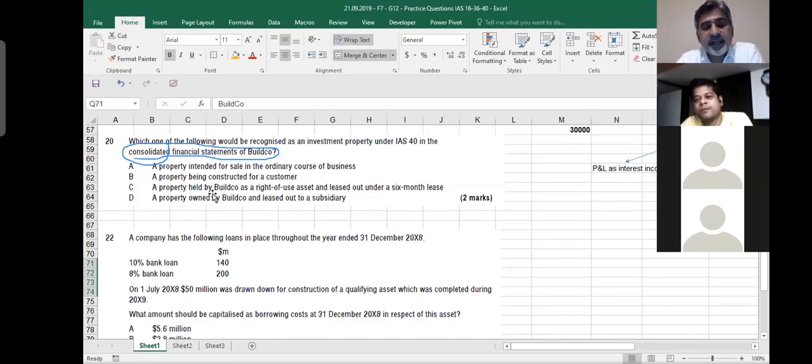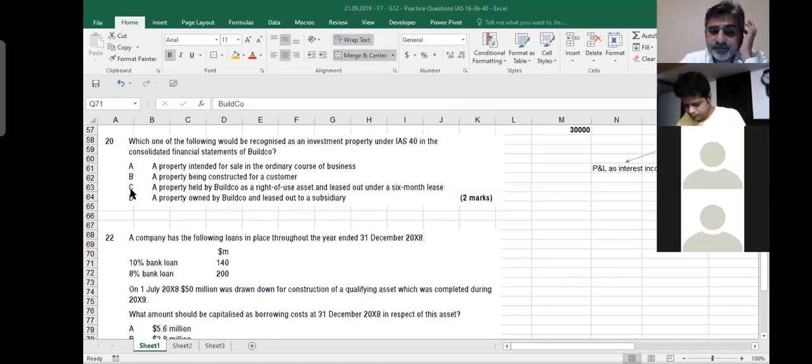So this D answer, actually, that's why I said that, because we are using this word consolidated financial statements. We are talking about consolidated financial statements of Buildco. That's why we say D is not the answer, because in case of consolidation, the asset still is within the business and it would be considered as used by the parent. Your answer choice is C.